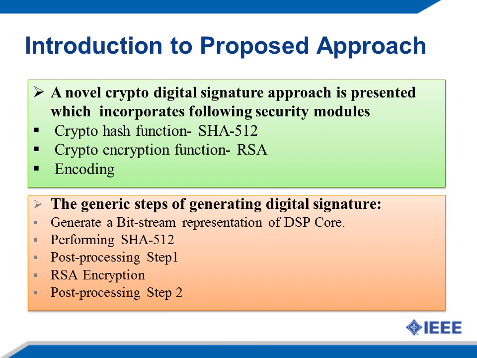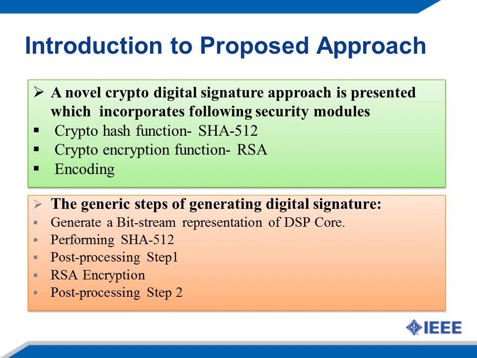Okay, so let us get into this approach. This is a novel crypto digital signature approach which incorporates the following security modules. We have a crypto hash function, which is a SHA-512 block. We have a crypto encryption function, which is RSA, and we have a two layered encoding algorithm.